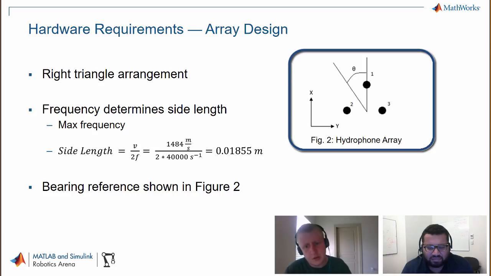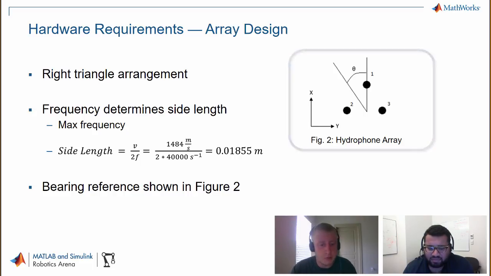So as you can see in figure 2, this is just a generic looking picture of the array. But your spacing between your array elements 1 and 3 and 1 and 2 is going to be based on 2 times the frequency measurement of your sound source. And this will size the sides of your right triangle and allow you to design and build your array.